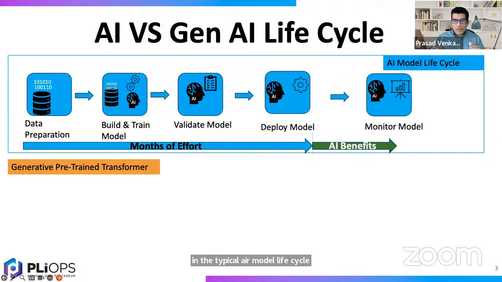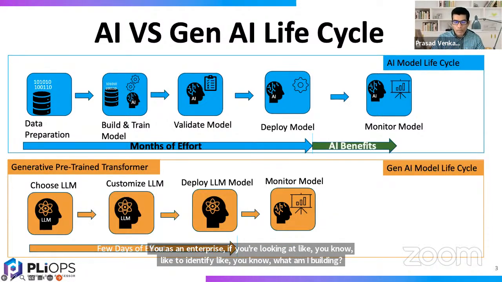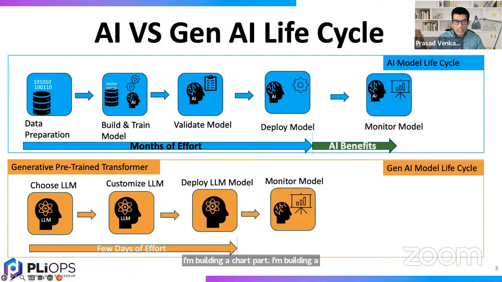When you compare this to the generative AI model lifecycle, as the name says, it's generative AI, so you have the model, which is a generative pre-trained transformer. That means it is a pre-trained model that already exists. As an enterprise, you have to identify what you are building. Am I building a chatbot? Am I building a summarization? Am I building question answering, reasoning? Think about the different use cases. From there, you identify an LLM which serves your purpose.